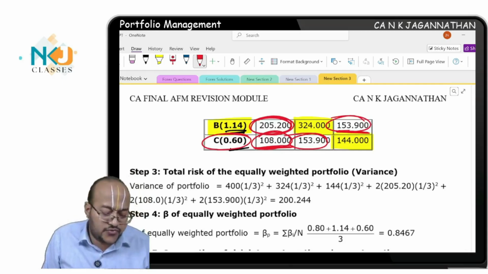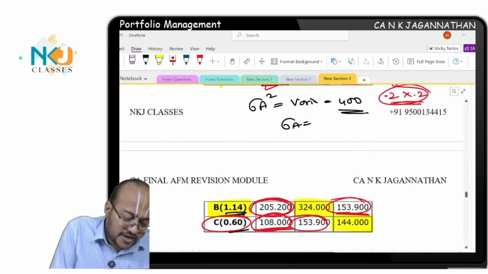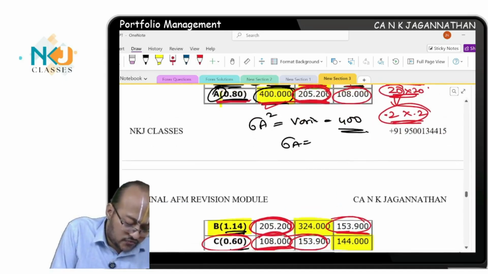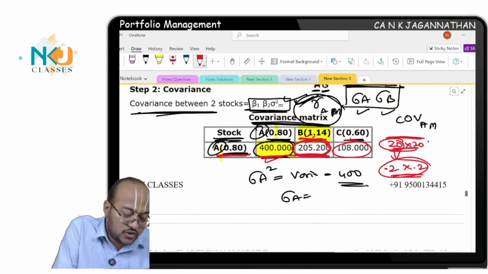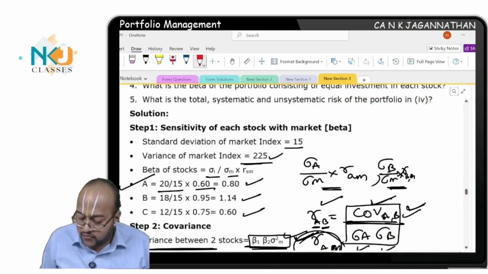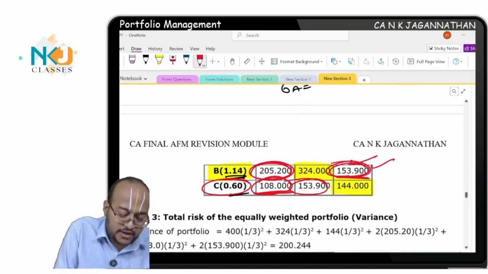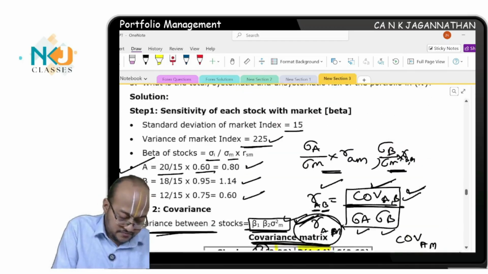Very simple. 153 is nothing but the covariance between B and C. 0.6 into 1.14 into sigma m square, 15 into 15. How much is that? 153.9. Are you all understanding? This is 153.9. This is how you will find out the covariances between these two stocks.